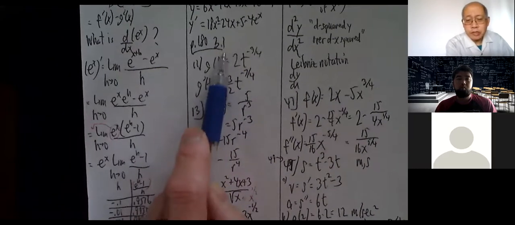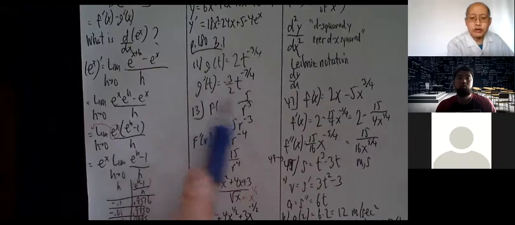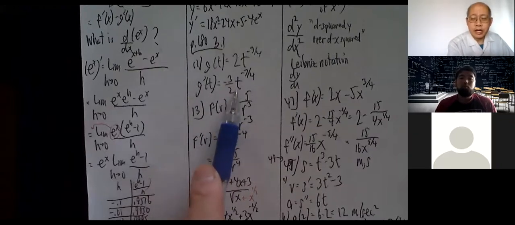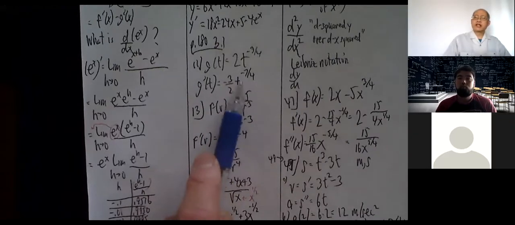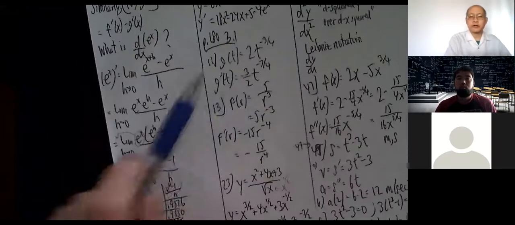So in other words, suppose it started as 2 over t to the 3/4. Then you should leave it as negative 3 over 2 t to the 7/4 in the denominator. And by the way, if you went ahead and changed that to t to the 7/4 in the denominator, I wouldn't mark you wrong. You're never wrong for doing that.